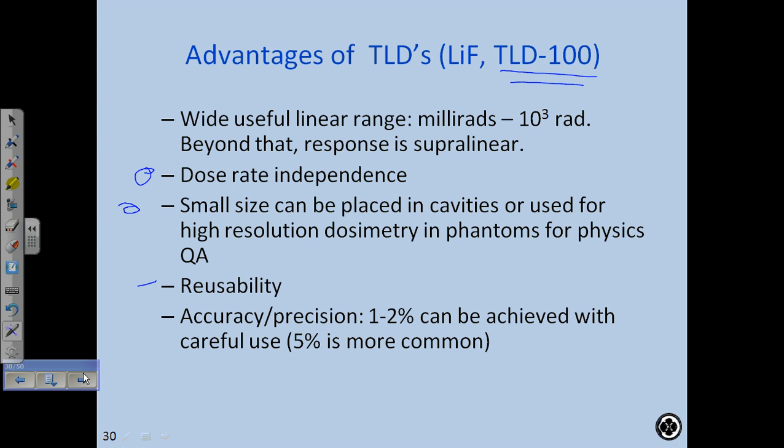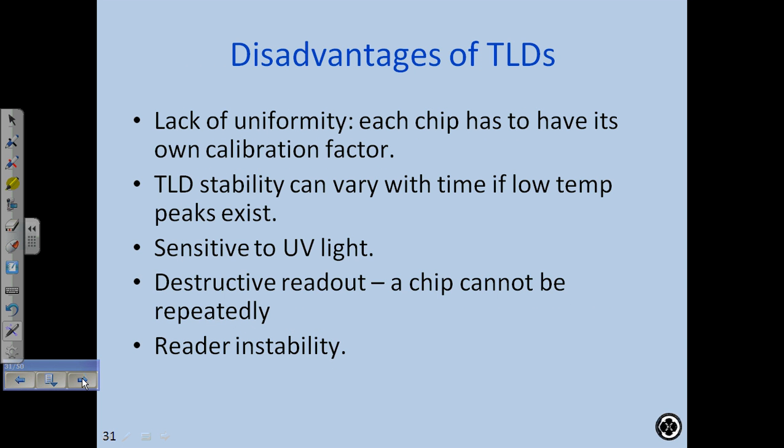Accuracy and precision, 1 to 2% can be achieved. Typically in the clinic, we would get more like 5% precision for the chip, which isn't great. Disadvantages of TLDs: lack of uniformity. Each chip has its own factor. The TLD stability can vary over time if a low temperature peak exists. So in other words, if you read it right after you irradiate, you might get a different reading compared to the next day that you read it.